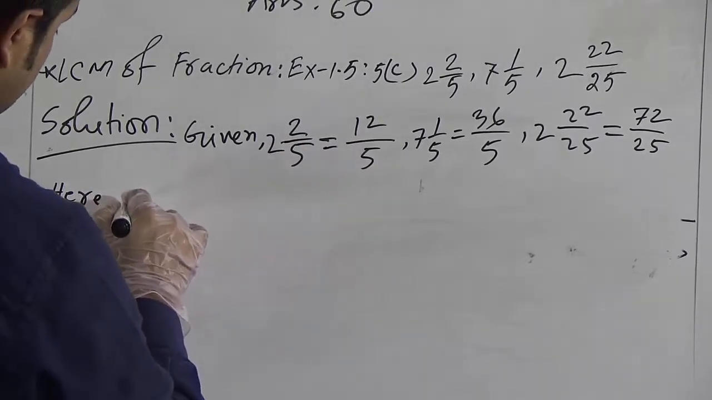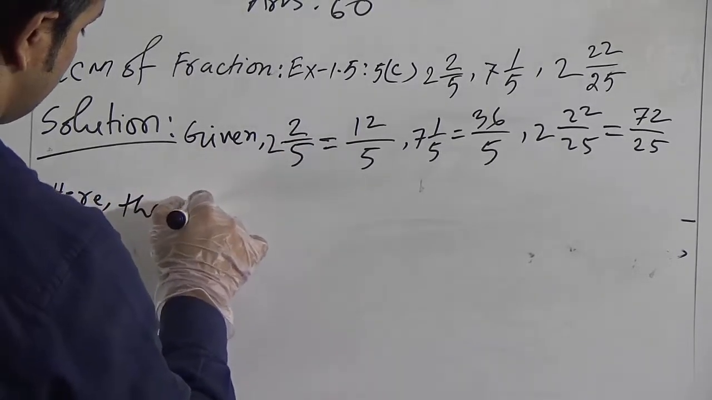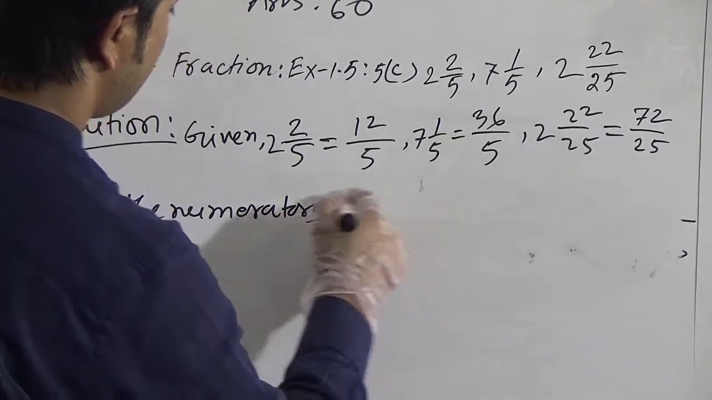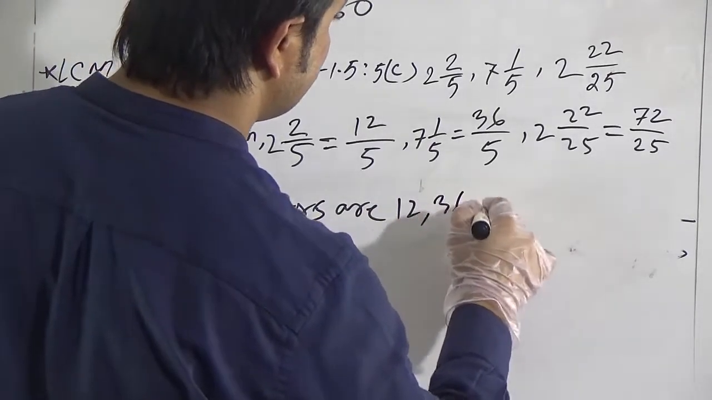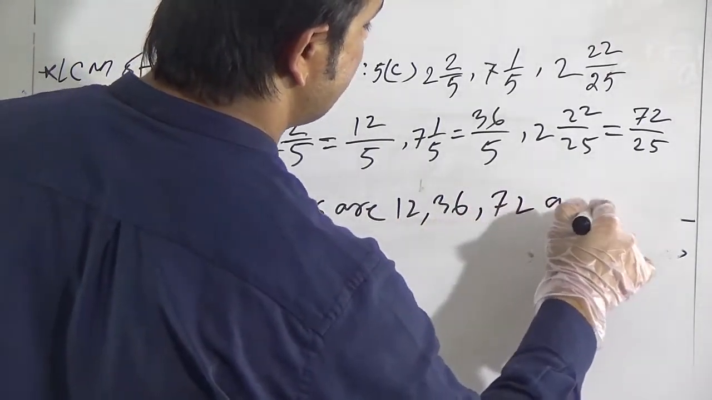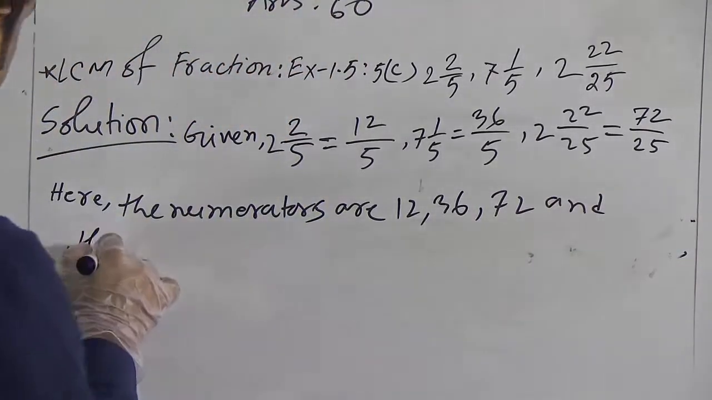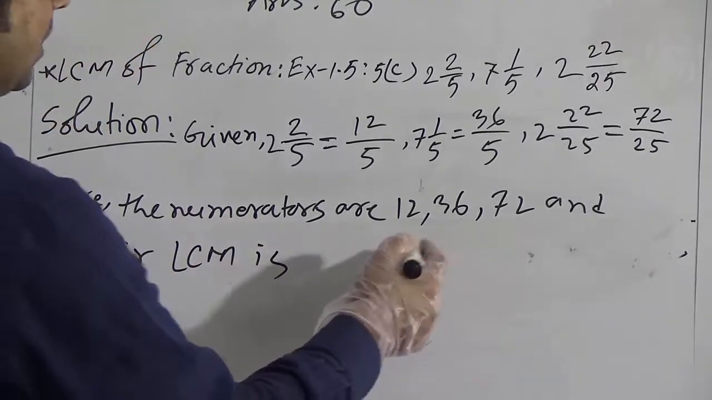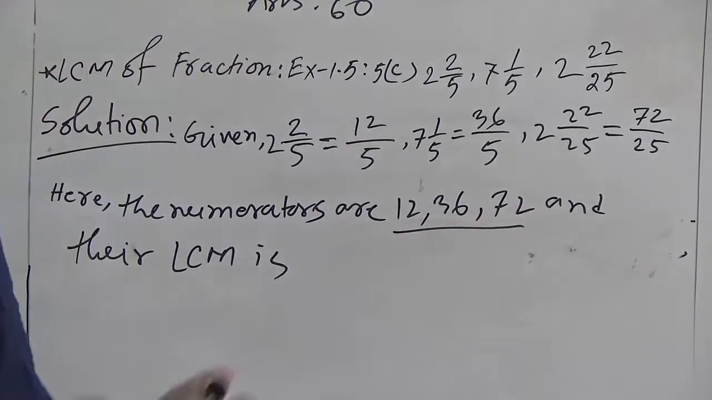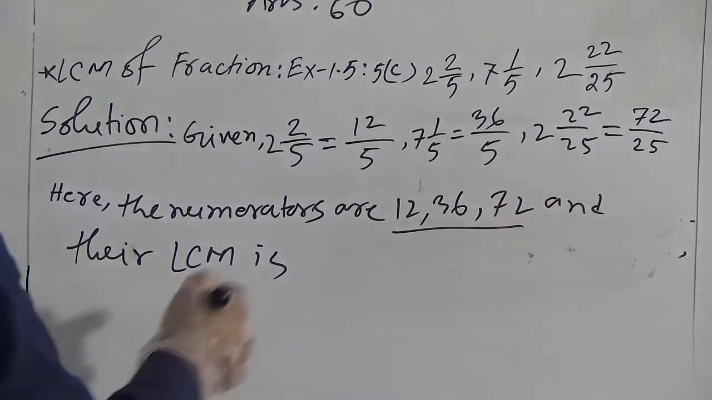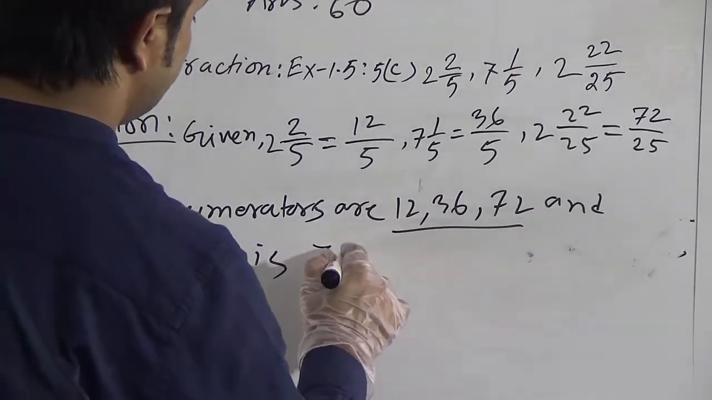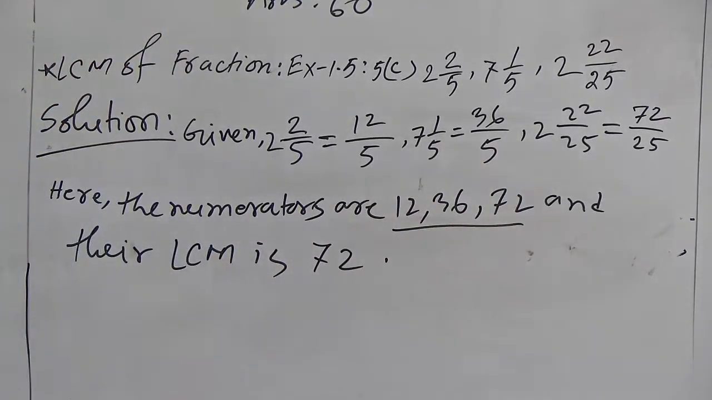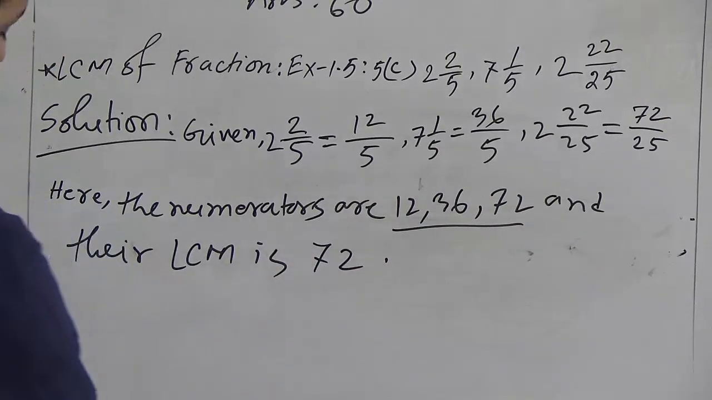So we can write here the numerators are 12, 36, 72 and their LCM is, dear students, you know all these numbers can divide 72, it means 72 will be the LCM. 72 is divisible by 12 and 36, so we can say LCM is 72.